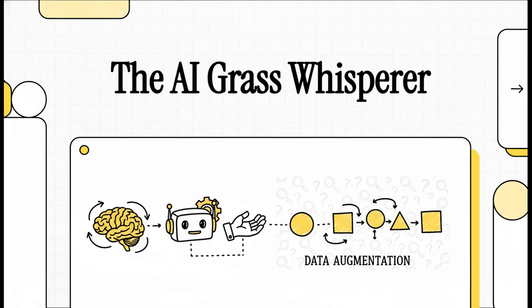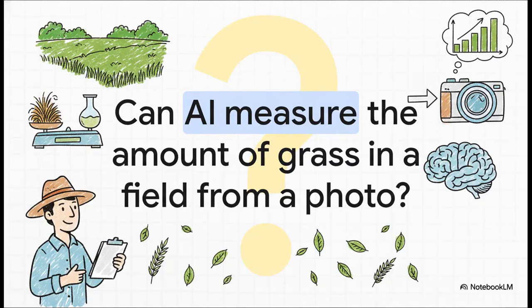Welcome to the AI Grass Whisperer. It sounds a little out there, I know, but today we're diving into a really cool experiment. We're going to see if we can teach a computer a very human skill: can it figure out how much grass is in a field just by looking at a picture? We're going to break down the actual code that tries to pull this off. So let's get right into it.